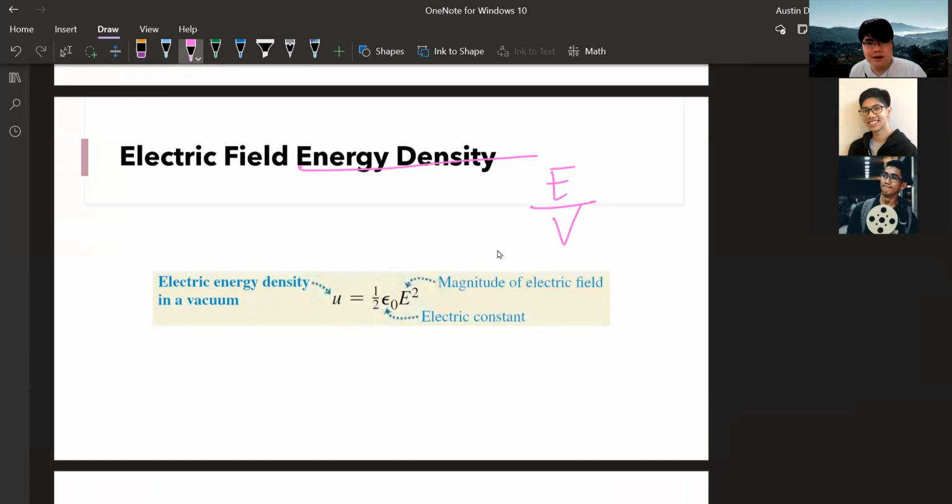Okay? Energy, sulat natin. Nakakalito pala. E can be electric field, V can be potential. Okay? So this is like this. Okay? So yung U, energy per volume, you can have it like this: 1 half epsilon naught E squared.